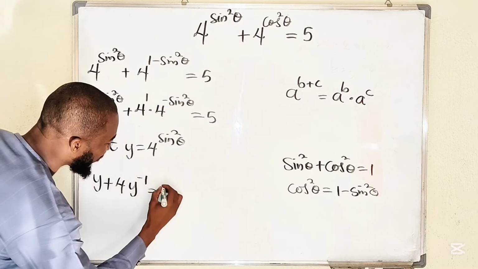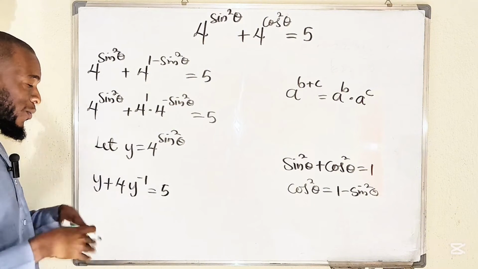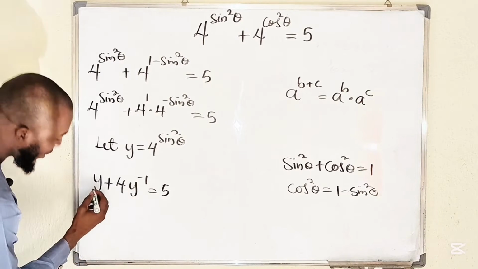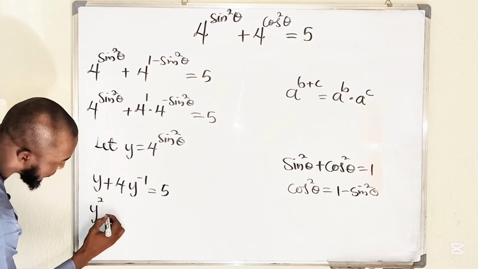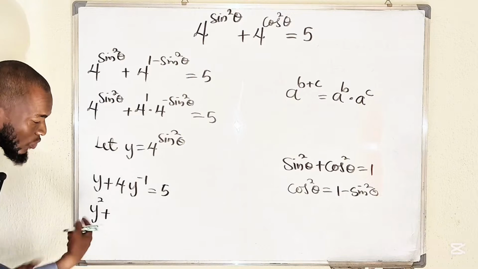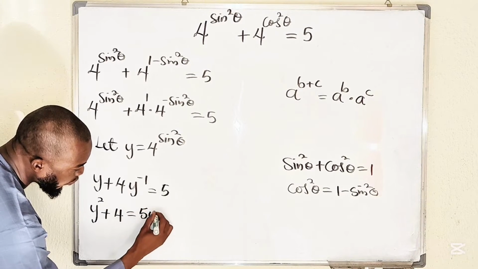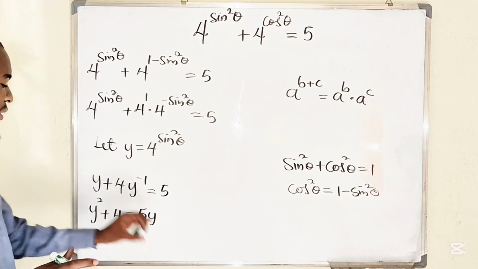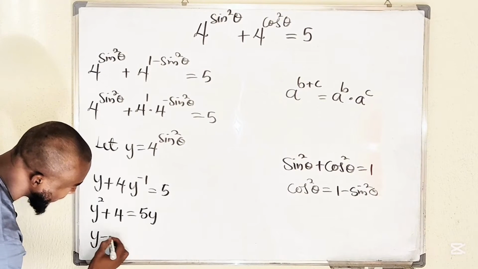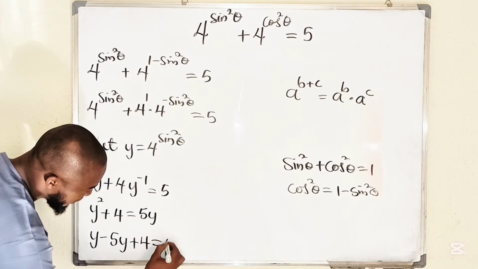And this is equal to 5. And remember that y to the negative 1 is the same thing as 1 over y. So we can multiply every single term by y. y times y will give us y squared, plus y to the negative 1 times y will give us 1, times 4 is 4. This is equal to 5y. So we have just multiplied every single term by y. So let's bring this one inside. We have y squared minus 5y plus 4 equals 0.